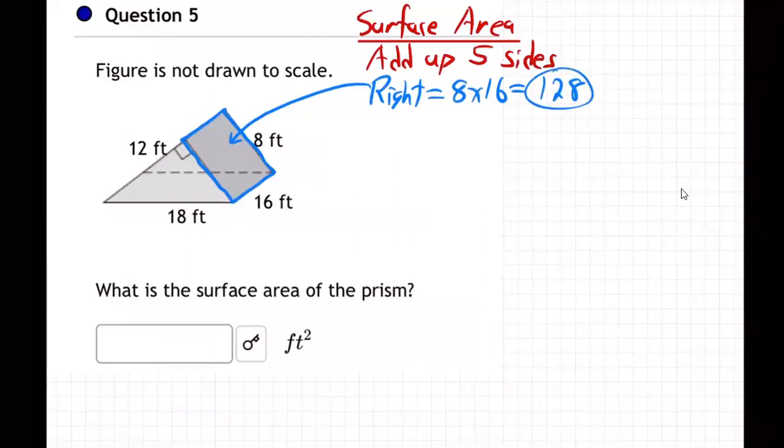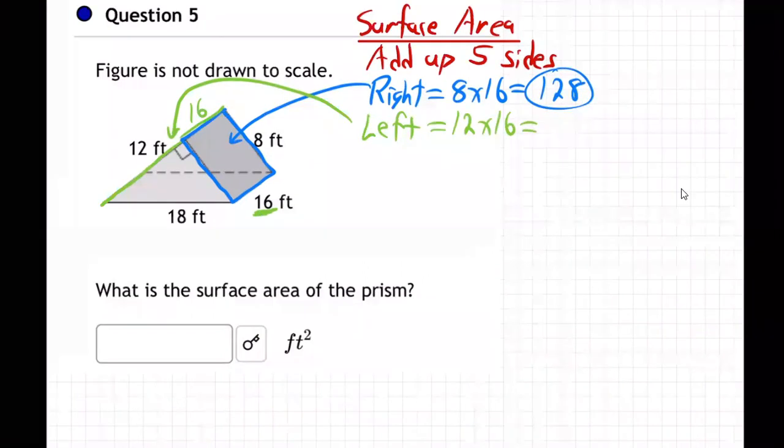And then I can do next the left side. So over here is the left side. That one's a little harder to see. That one looks like it's 12 this way. And then how far across is it? It must be the 16, because it's the same as the 16 there, huh? It's 12 by 16. Does that make sense? Even though we can't see that left side, we can tell it must be 12 by 16 by looking at the dimensions other places. So that's going to be 192 for the left side.